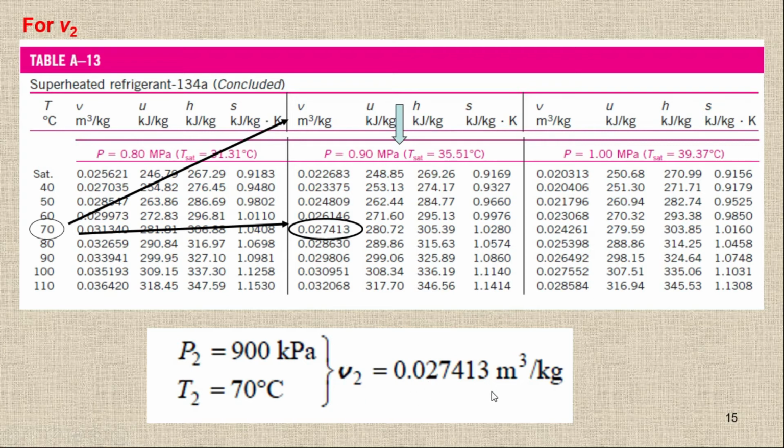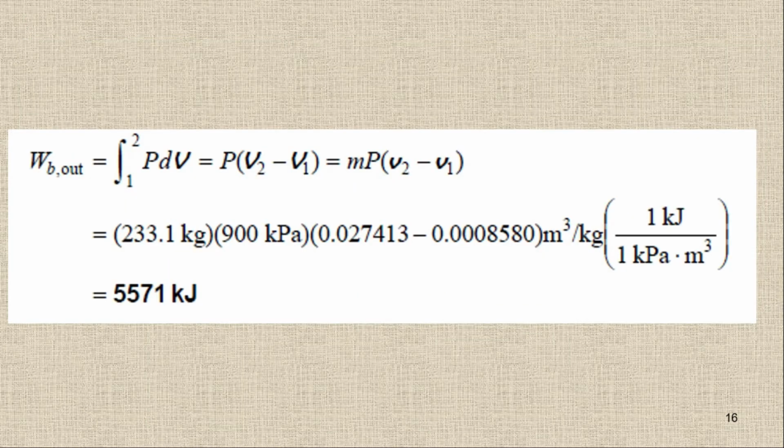So in this case, we know what is V1, we know what is V2. We have already found the value of mass, and the pressure is given. So the boundary work is like this. Simply you have to put in the values, and you will get the answer of 5571 kilojoules.